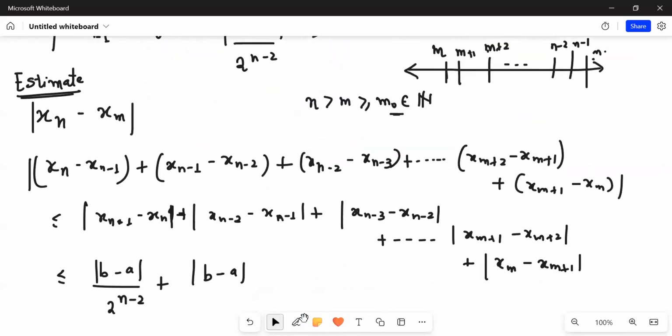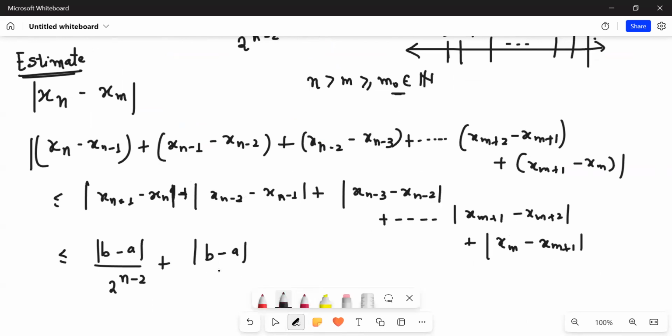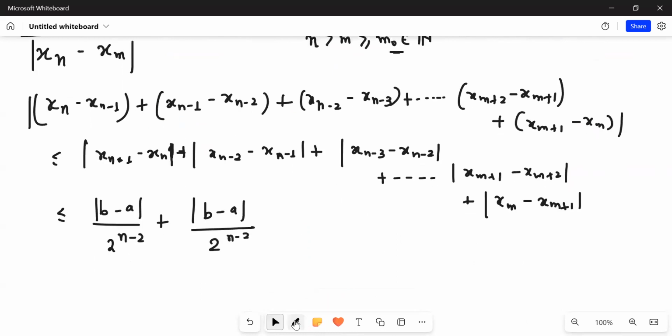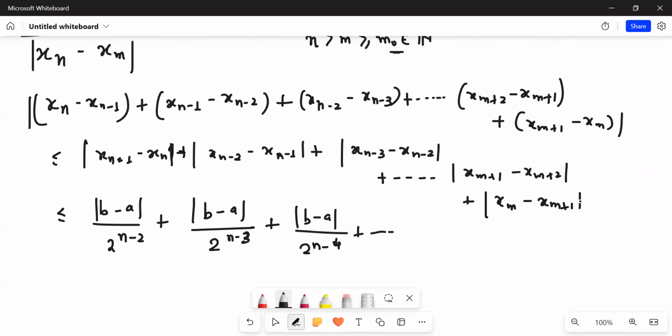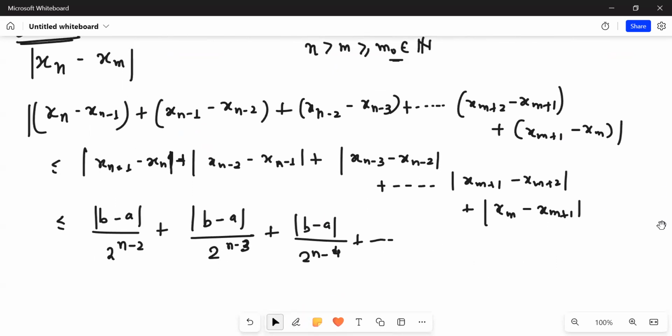So I'll write it here: modulus of b minus a divided by 2 raised to power n minus 3. And I'll keep doing this. And this will be modulus of b minus a divided by 2 raised to power n minus 4, and so on and so forth. And what would this be? xm minus xm plus 1. Just think about this.